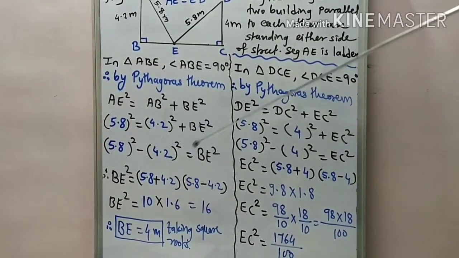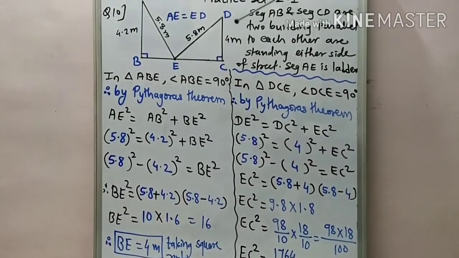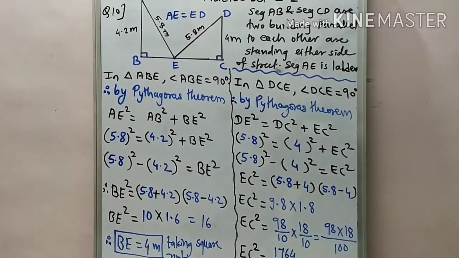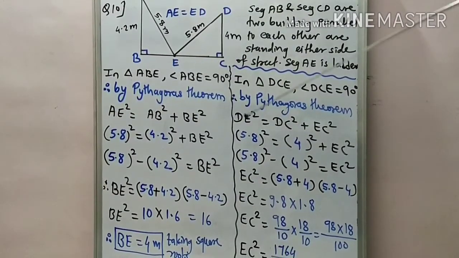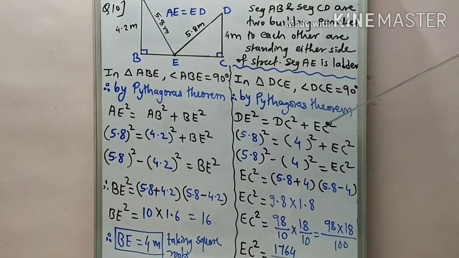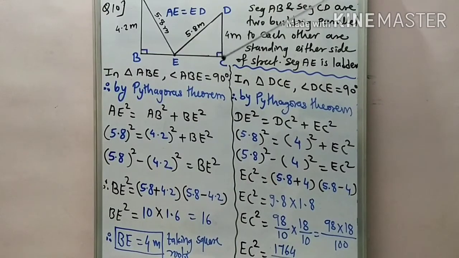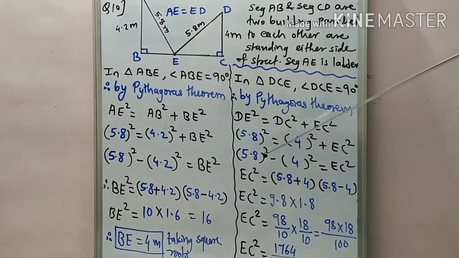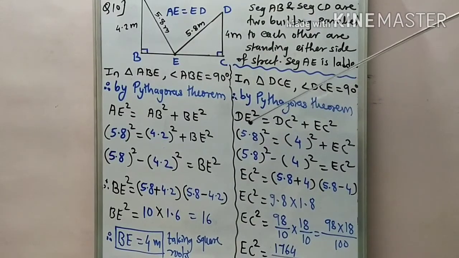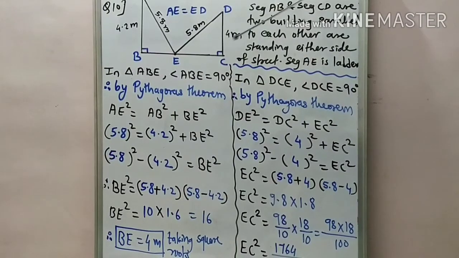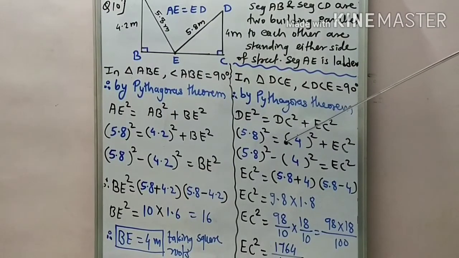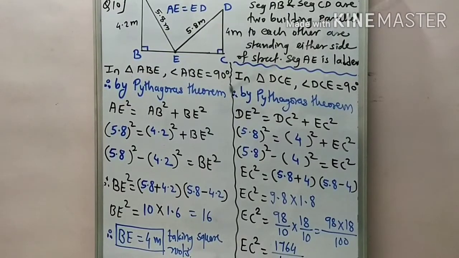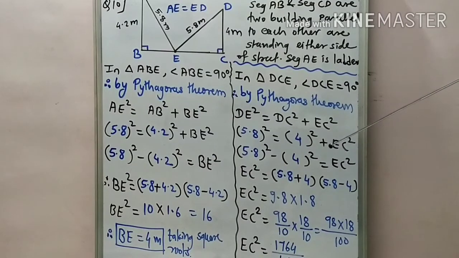Now in the other right angle triangle DCE, using the same Pythagoras theorem, hypotenuse DE square equals DC square plus EC square. Here we have to find the other part of the street, that is EC. So we do the same, first substituting those values. DE is again the length of the ladder, 5.8 bracket square, equal to DC, the height, which is given as 4 meters, so 4 square plus EC square.